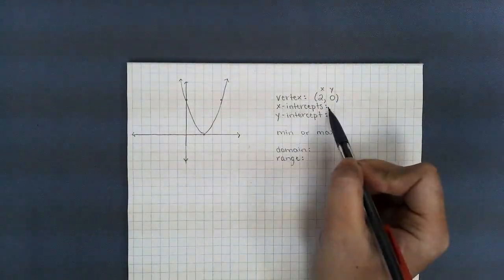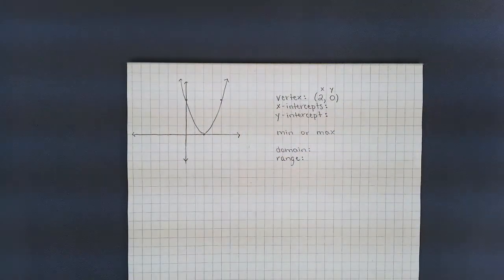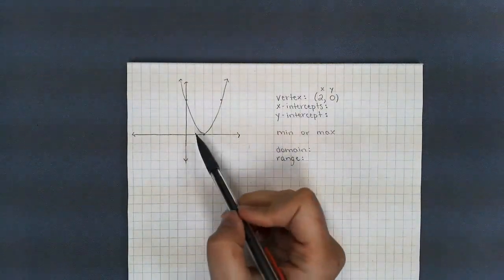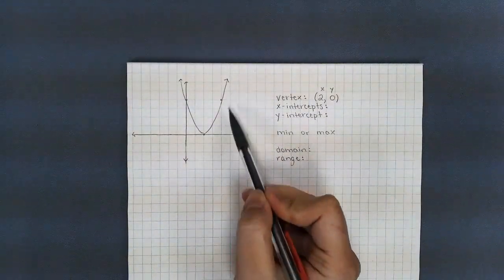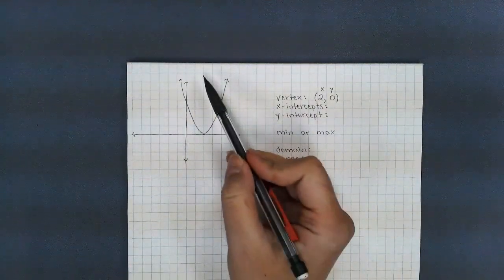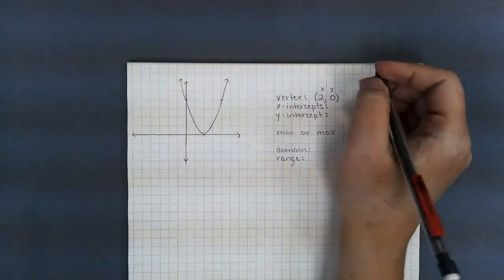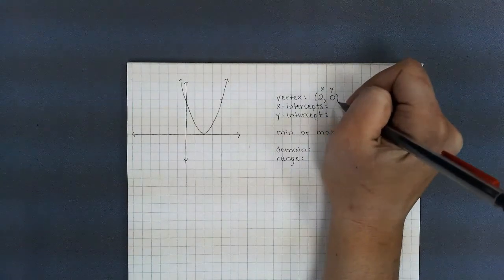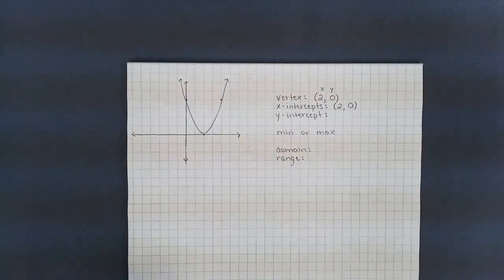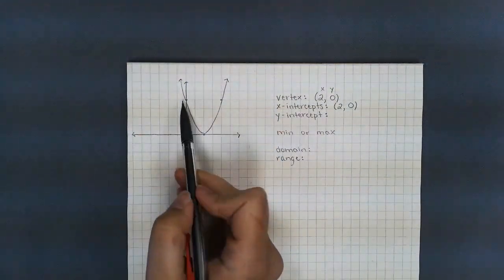My x-intercepts are any point where the graph crosses the x-axis. Now this graph actually only touches the x-axis once, but sometimes parabolas will cross the x-axis twice if they're lower than the x-axis, and sometimes they won't cross the x-axis at all because maybe they're sitting up here. But this one is touching it once, so I am going to put that the x-intercept is at where the vertex is, (2, 0).